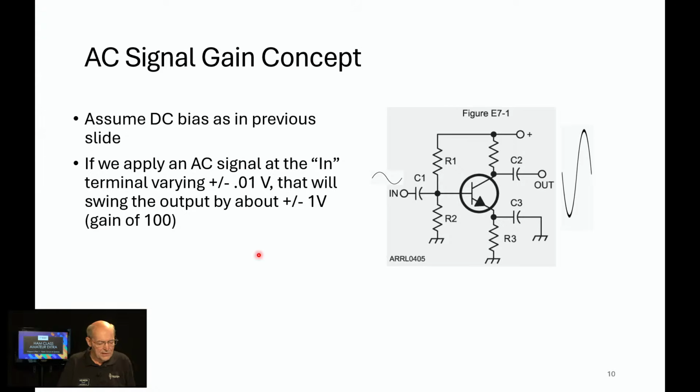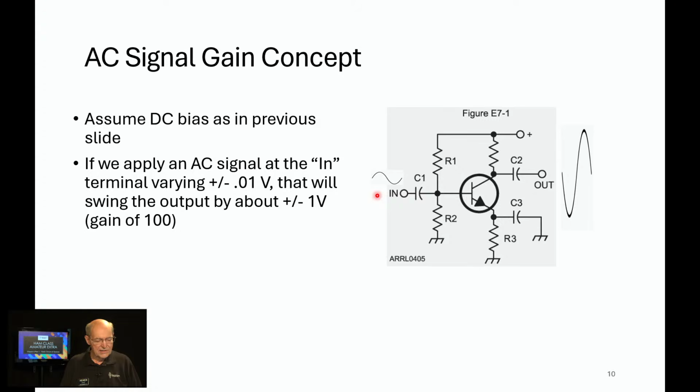So again, we're going to put an AC signal in here that's varying plus or minus 0.01 volts. We saw in the previous slide we were at 6, so our AC voltage would be that plus or minus a 100th of a volt. And that'll swing the output by about 1 volt, a gain of 100. So here we've got a picture of the input signal, and here we've got a picture of the output signal. So it makes things bigger, as we said.